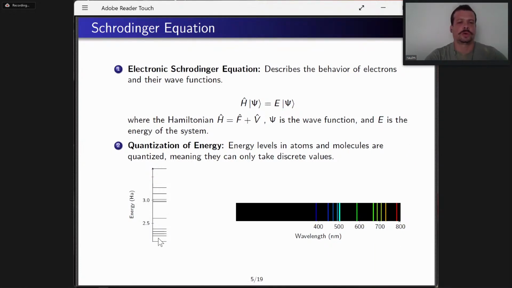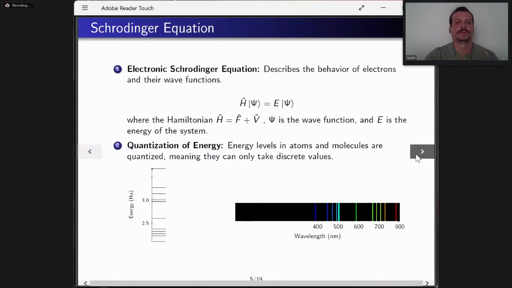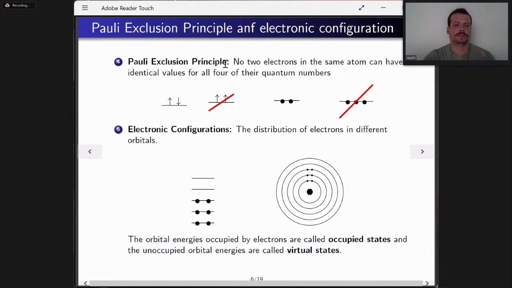So yeah, each one of these energy states will correspond to a different wave function. But as I mentioned before, we are working with electrons. So what are the rules that electrons must follow? They follow something that we call Pauli's exclusion principle, which says that no two electrons in the same atom can have identical values for all four of their quantum numbers.